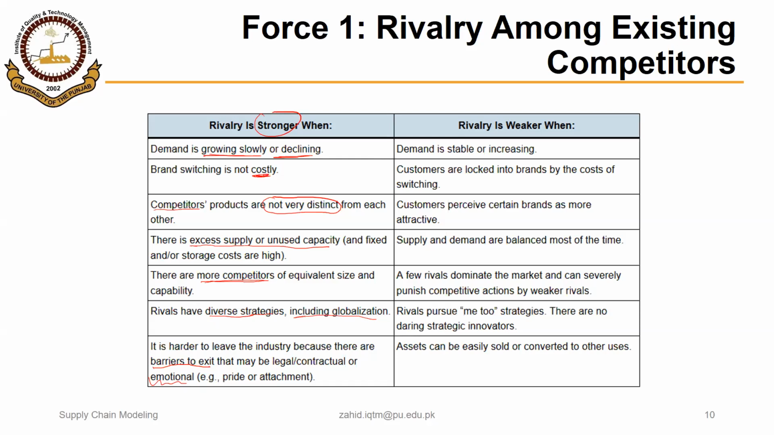And rivalry is weakened when we see the opposite of these factors. So you can just go through them to get an idea of when the rivalry will be weak.